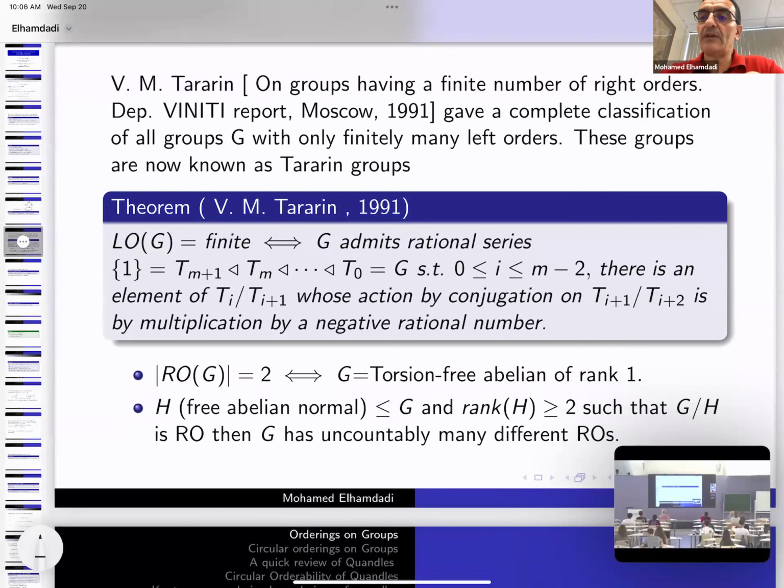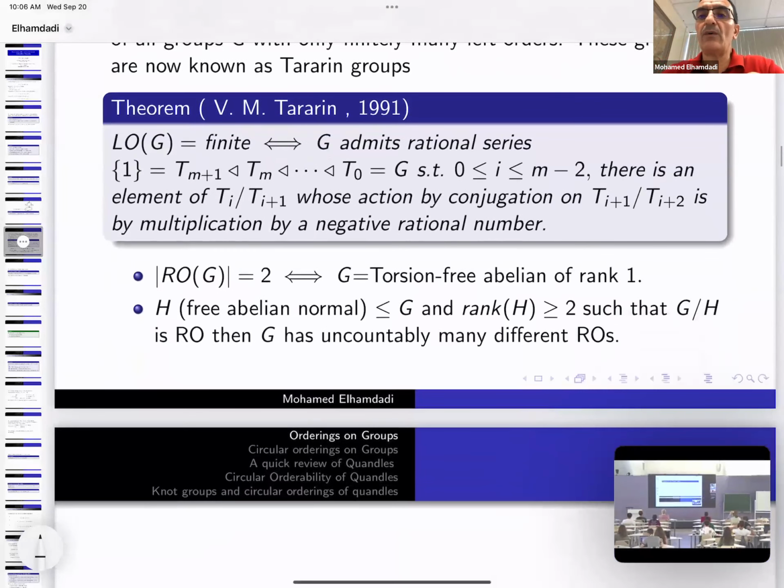Here are a few results. These are well known. The cardinality will be two if and only if the group G is torsion-free abelian of rank one. If you have H, a free abelian normal subgroup of G, and if the rank of H is greater than or equal to two, assuming that the quotient G over H is right orderable, then G has uncountably many different orderings.